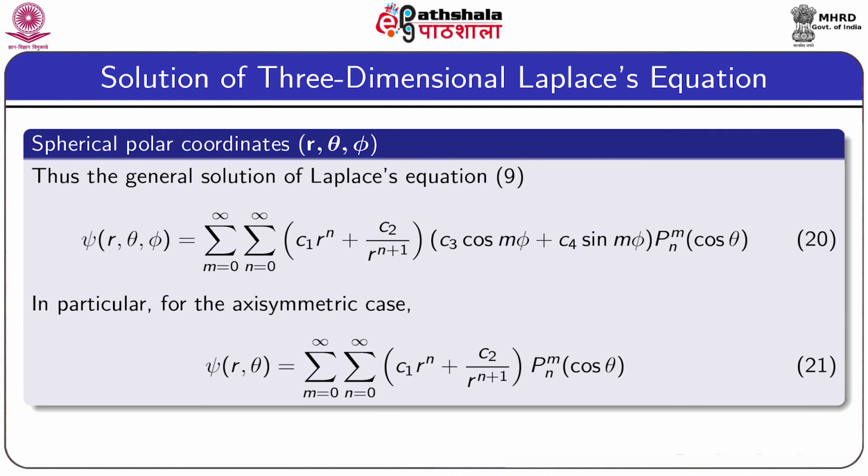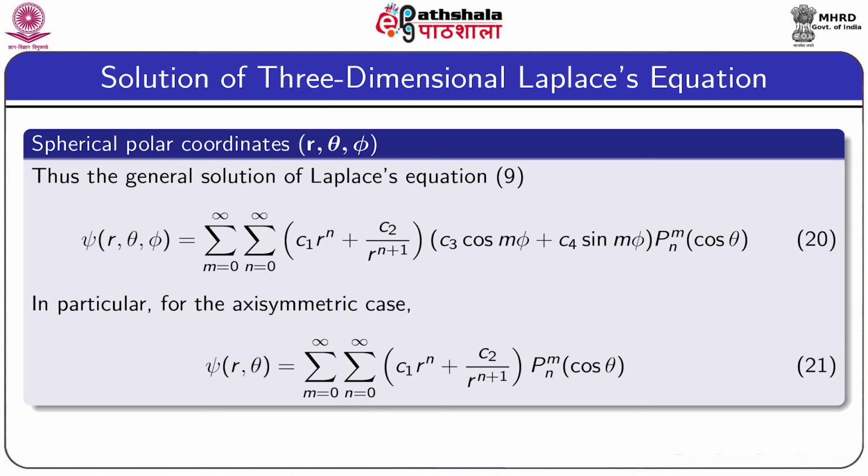Thus, the general solution of Laplace equation can be written in this way: psi equals sum over m, sum over n, (C1 r to the power n plus C2 r to the power minus n plus 1) into (C3 cos m phi plus C4 sin m phi) into P n m cos theta. In particular, for the axisymmetric case it does not depend on phi. So, the general solution can be written as psi, which is a function of only r and theta. So, it is sum over m, sum over n, (C1 r to the power n plus C2 divided by r to the power n plus 1) P n m cos theta.